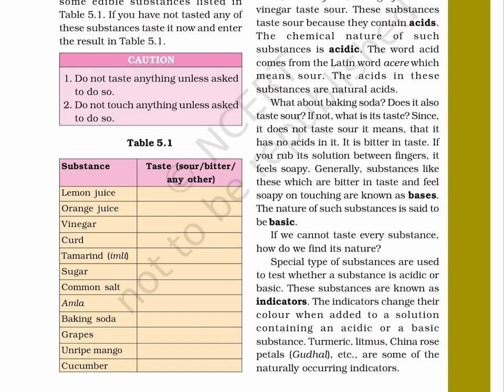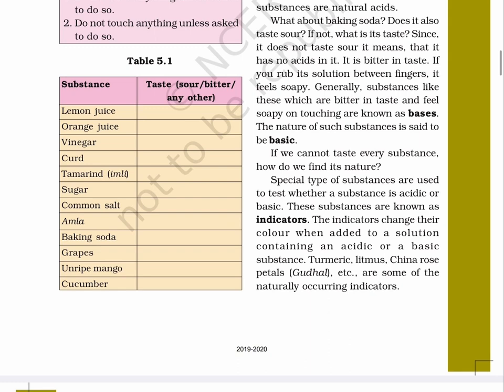Table 5.1. There's a table given here. In this table, there are 2 columns and 12 rows. In the first column, you are given a substance. In the second column, you have to write the taste of the substance. Is it sour, bitter, or any other?